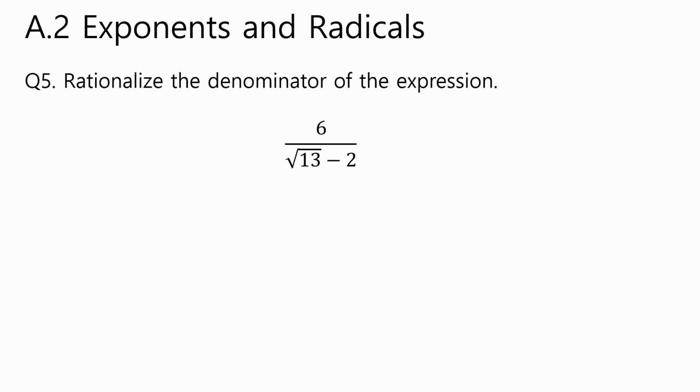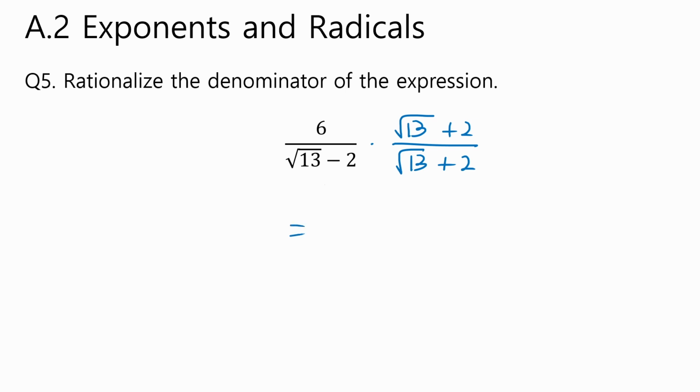Question number 5. In this problem, we are asked to rationalize the denominator of the given expression. In order to rationalize the denominator, we multiply both the numerator and denominator by the conjugate of the denominator. The conjugate of the denominator, the square root of 13 minus 2, is the square root of 13 plus 2. So we multiply this fraction by square root of 13 plus 2 divided by square root of 13 plus 2. Essentially, we are multiplying this fraction by 1.